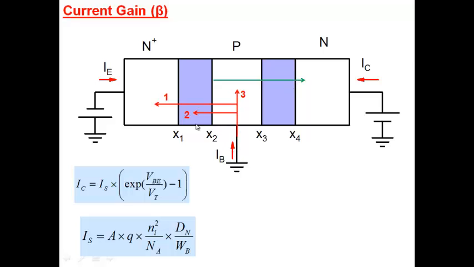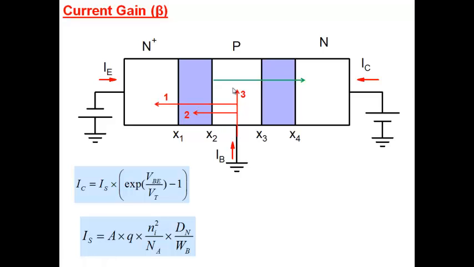The base current has a component which is due to injection of holes into the emitter. So that part is there. And then another component is due to recombination of holes in the space charge region. And another component due to recombination of holes with the injected electrons here. Some of the electrons recombine here. So it is that component also.